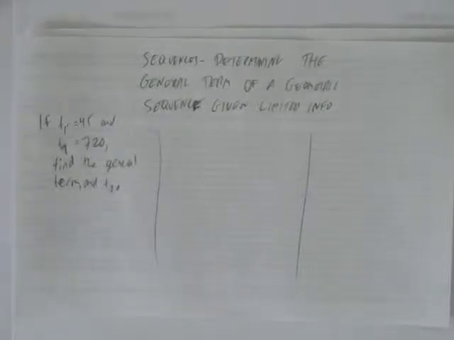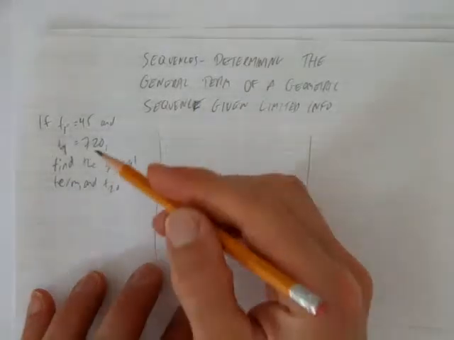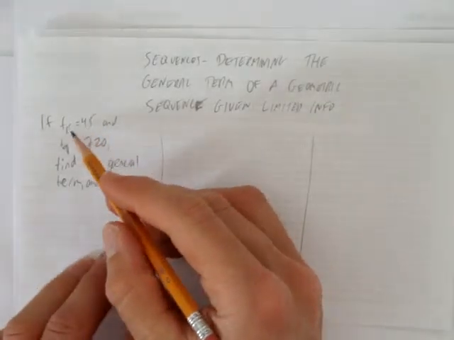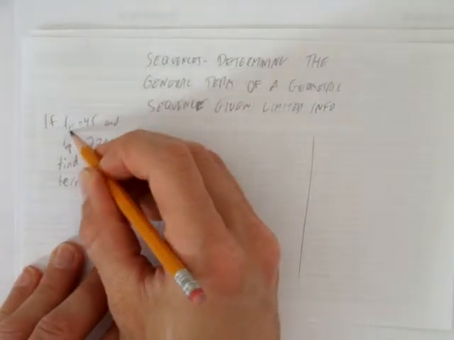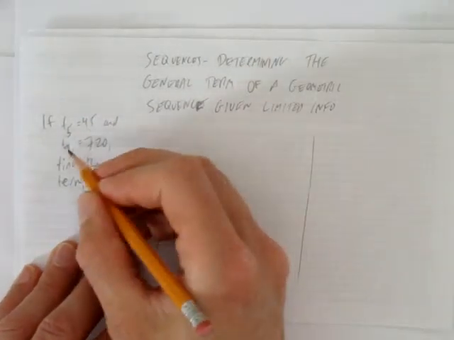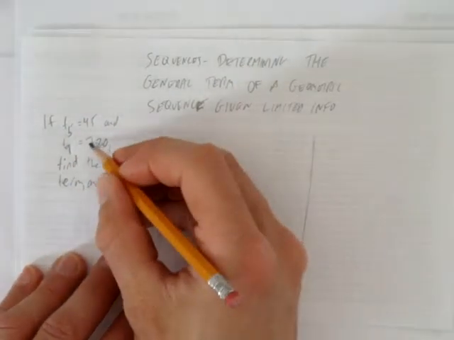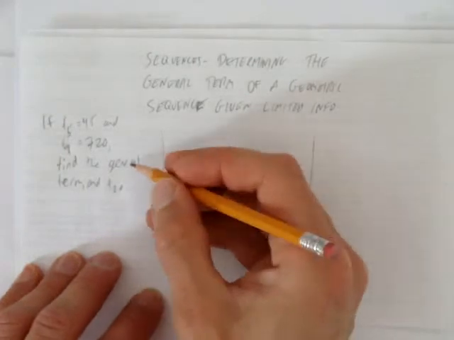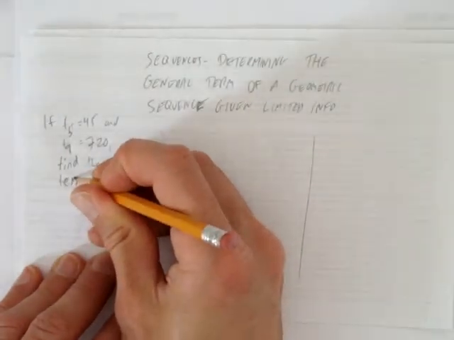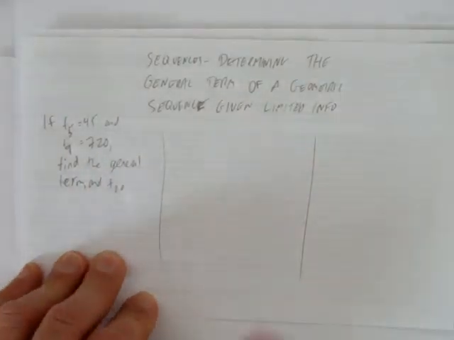In this video, we'll explore how to determine the general term of a geometric sequence when we're given limited information. The information we're given in this particular question is that the fifth term, T5, equals 45, and the ninth term, T9, equals 720. What we're asked to do is find the general term and find T20, the 20th term.